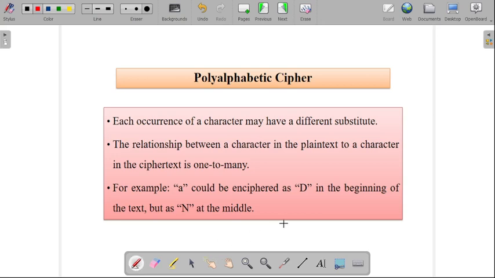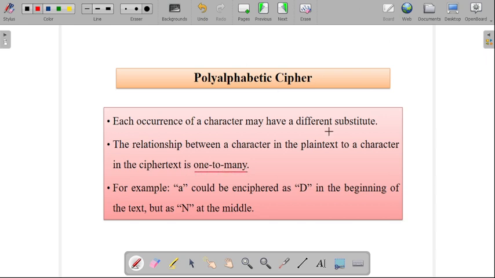Hello everyone, in this video we will see what is meant by polyalphabetic cipher and its techniques. So polyalphabetic cipher is nothing but each occurrence of a character will be replaced with a different character. So each character has a different substitute. The relationship between the plaintext and the ciphertext is one to many.